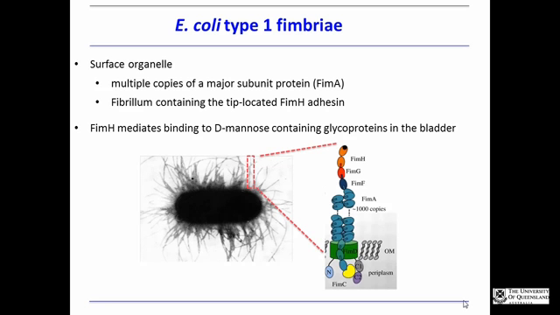So essentially it's like the bacteria having an arm with a hand reaching out, and that hand is the adhesin FimH, and that mediates binding to a receptor containing D-mannose, and that enables the bacteria to attach to the bladder epithelium in a lock and key interaction. So what's important is that you remember FimH as the adhesin, and you need to remember that it binds to D-mannose containing glycoproteins in the bladder.